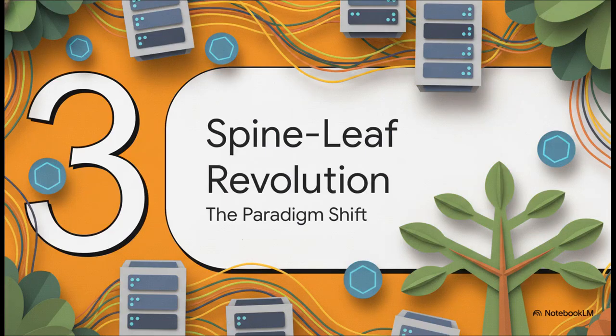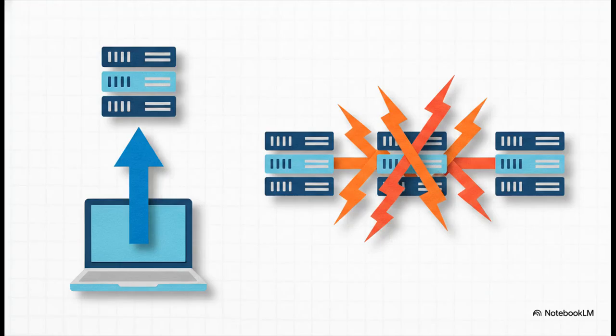Part 3. The spine leaf revolution, the paradigm shift. Now, this brings us to a brilliant illustration of exactly why the old three-tier model is kind of failing in today's modern data centers. It's all about the traffic shift.